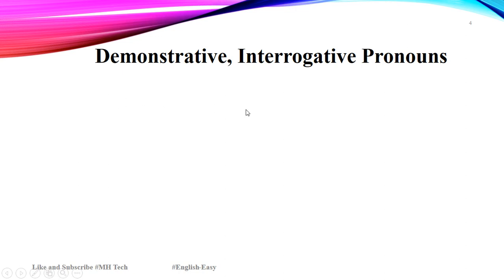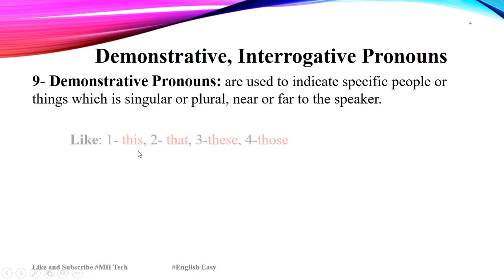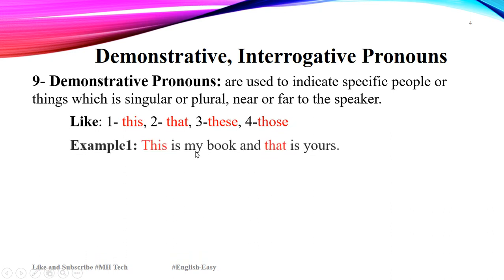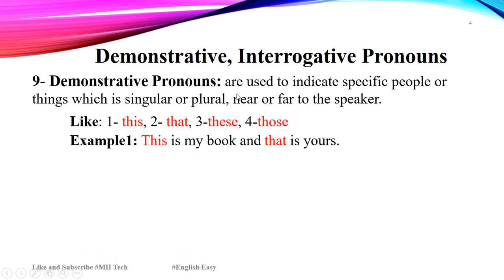Demonstrative pronoun, interrogative pronoun. These are the other parts of the pronoun. So what is a demonstrative pronoun? They are used to indicate specific people or things, singular or plural, near or far to the speaker. So it is clear. Examples for the demonstrative pronoun here: this, that, these, and those. These are the common examples for the demonstrative pronouns in English.